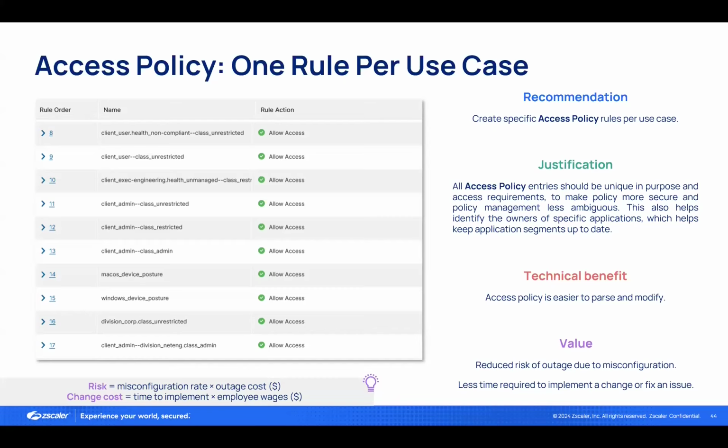This will make managing your access policy easier and also help identify the owners of specific applications, which helps ensure that application segments are kept up to date. The primary benefits here are a reduced risk of outage due to misconfiguration and a reduction in the time required to implement a change or fix an issue with your access policy.